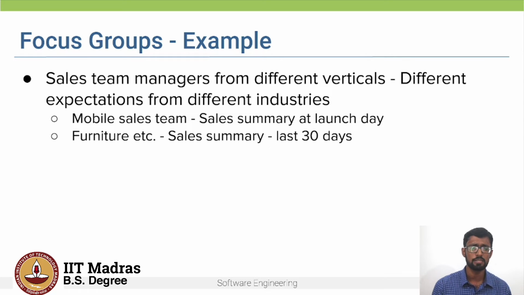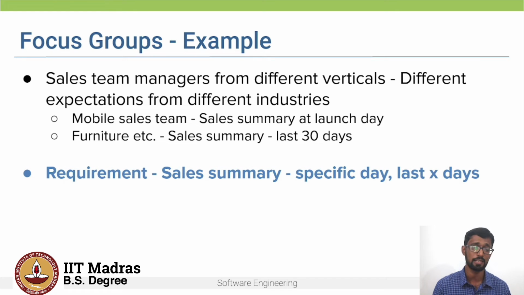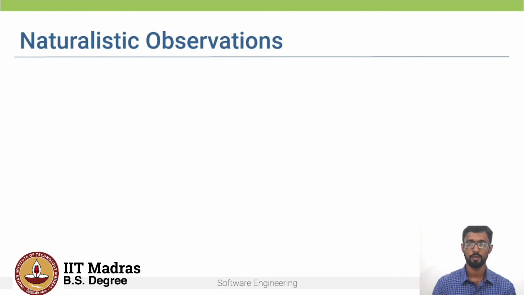Whereas departments like furniture might be more interested in the sales summary of the last 30 days. So from such focus groups, we can elicit requirements such as the summary of the sales in the past X days or on a specific day. So these are some requirements which can be elicited from focus groups.